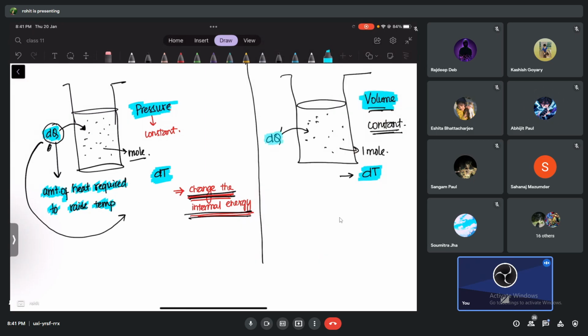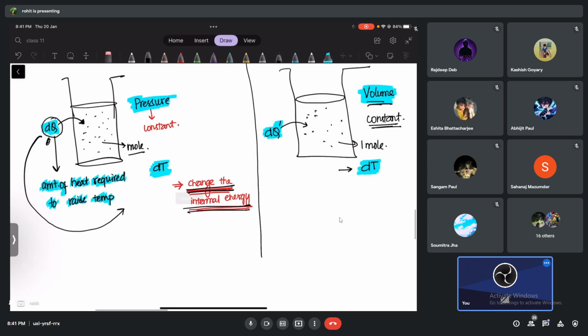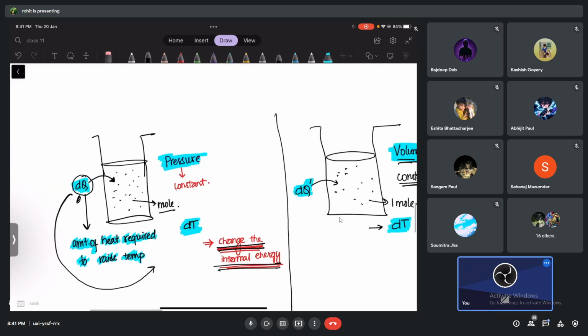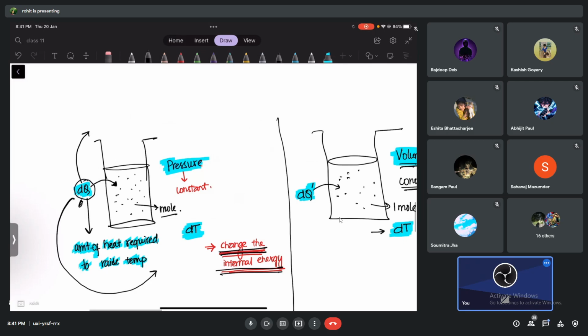Now think and tell me, what is this dQ dash and what is this dQ? Who can tell me? Look at this. Amount of heat required to raise the temperature by per degree, per mole of a gas, this is called Cp, at constant pressure. I'll write the definition. Amount of heat required per mole per degree rise in temperature or change in temperature.